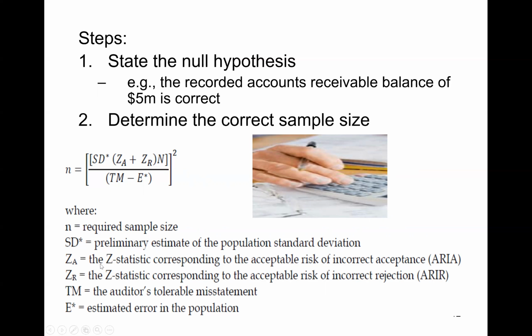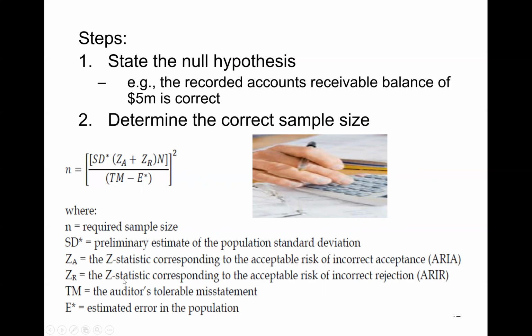ZA is the Z statistic. I'll explain what this is in a moment. The Z statistic corresponding to the acceptable risk of incorrect acceptance. All right. So if you remember, we talked about an auditor incorrectly accepting a false hypothesis. This was a type 2 error. Okay, so ARIA is the acceptable risk of a type 2 error occurring.